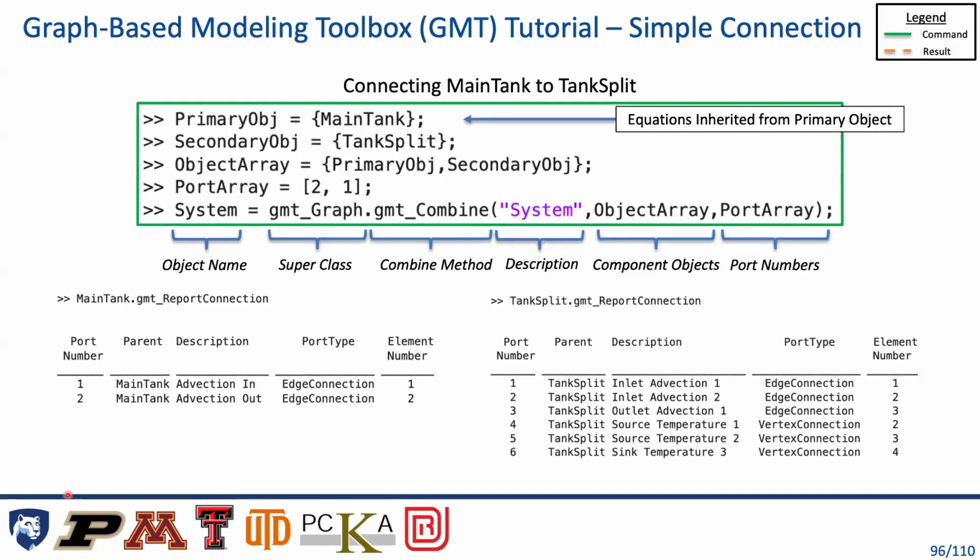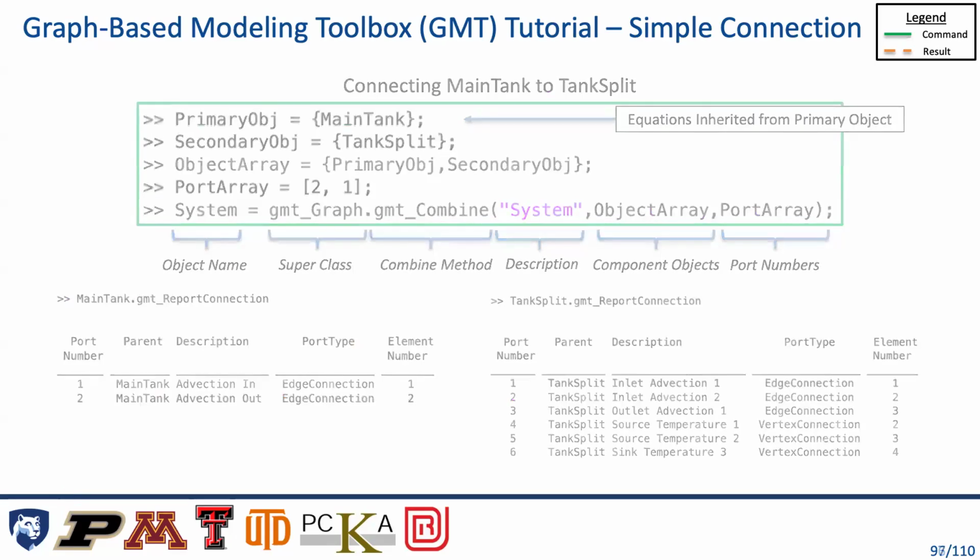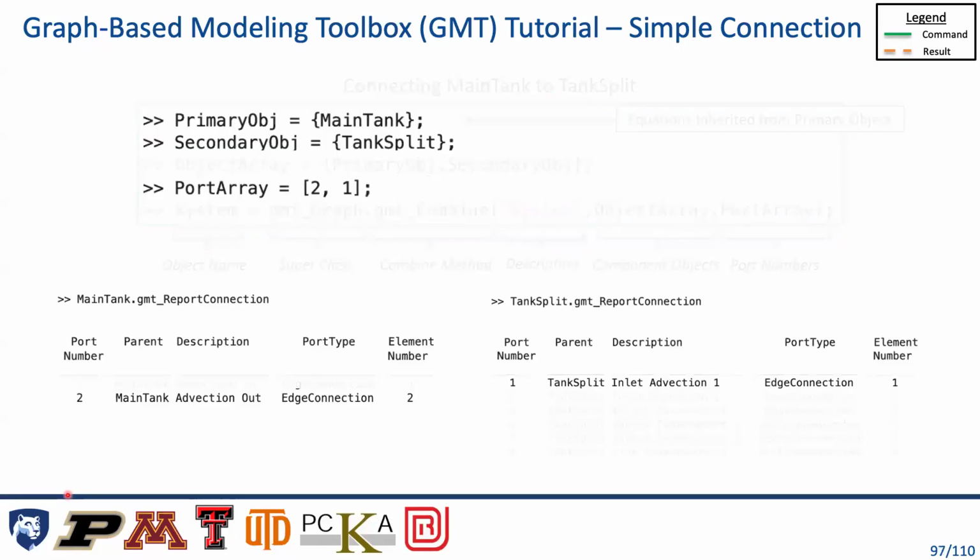There's another report to help you understand what the ports are, so you understand what you're actually connecting together in the models. We can see here in our connection report, port 2 corresponds to the advection outlet. It's an edge connection corresponding to element 2, where the tank split's advection inlet is also an edge connection corresponding to element 1, meaning edge 1.